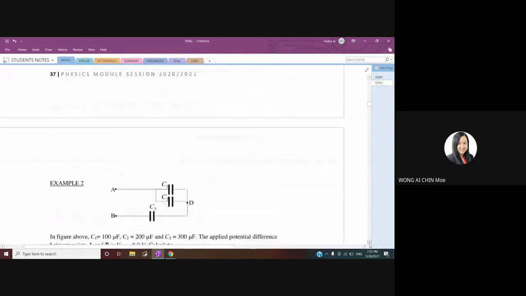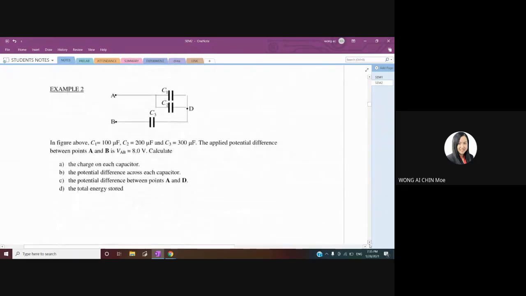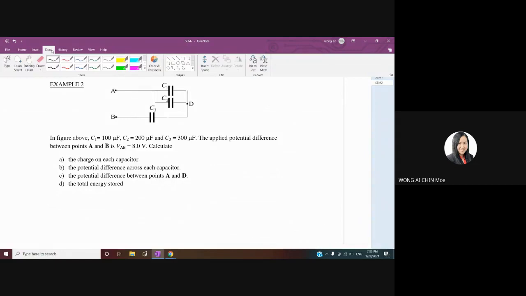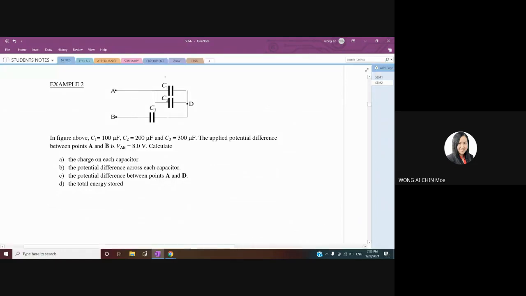Okay, example number 2. There's a three capacitor circuit. So what we should do is first simplify. You must simplify this one first.